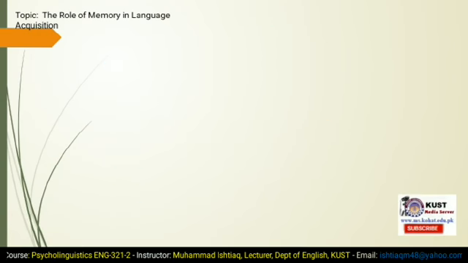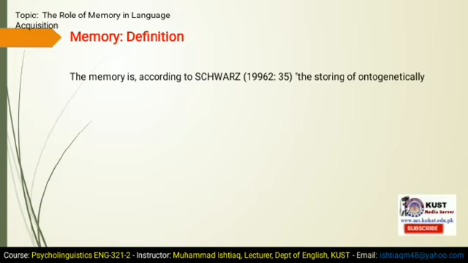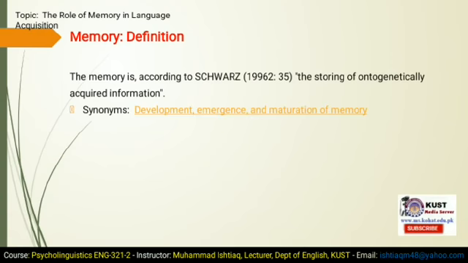Coming to the first slide. What is memory? Memory, according to Schwartz, 1962, is the storing of ontogenetically acquired information. Now, what is ontogenetically acquired information? The word ontogenetically can be considered as synonymous with development, emergence, and maturation of memory.